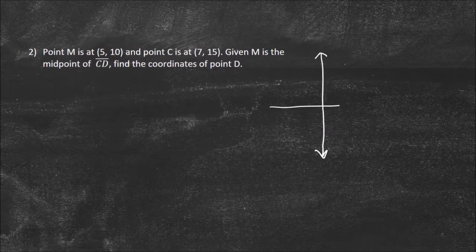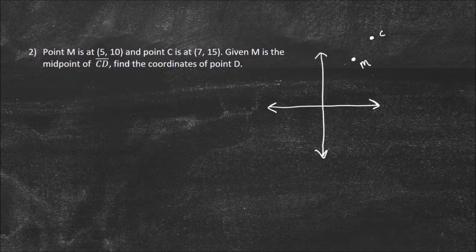So here we go. I'm going to draw what I'm given. I'm given that point M is (5, 10), we'll say it's up here. And I'm given that point C is (7, 15), so we'll say it's up here. Now I'm going to label them. I've got C and I've got M.